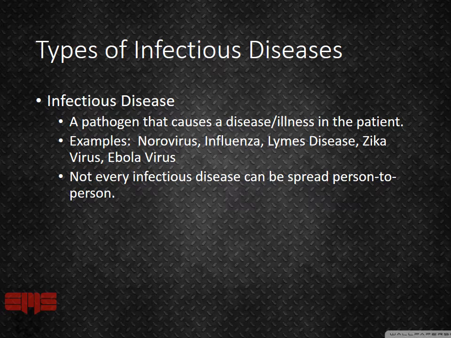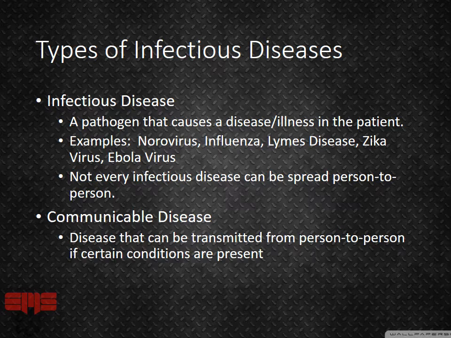Malaria, same thing. You can't get it from someone who has malaria. You have to get it from a mosquito. That would be an infectious disease. Communicable disease, however, those are the ones that can be transmitted person to person. So most of those up there, so norovirus, influenza, Ebola, and possibly the Zika virus was that new one. You can potentially get that from person to person, whether it be direct contact, bloodborne, breathing in the particles like influenza, or sexually transmitted, so that would be a communicable disease.